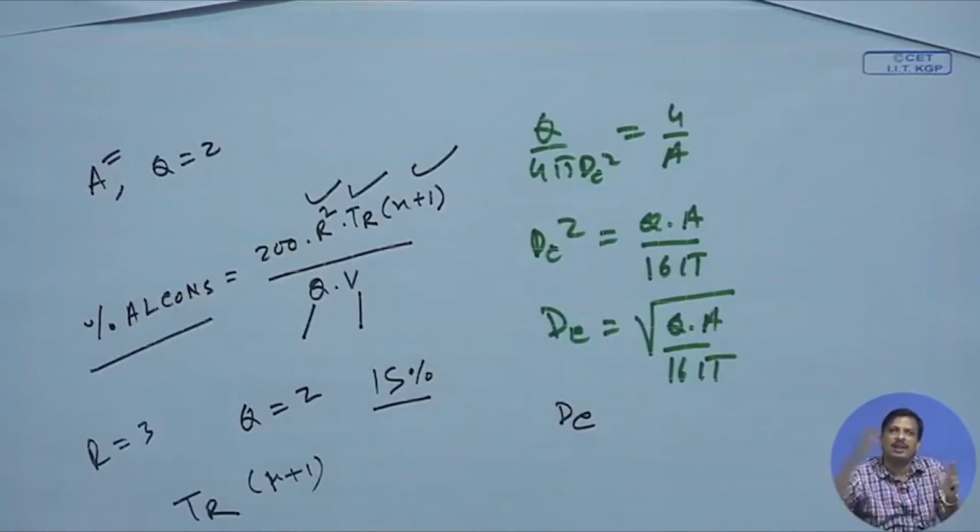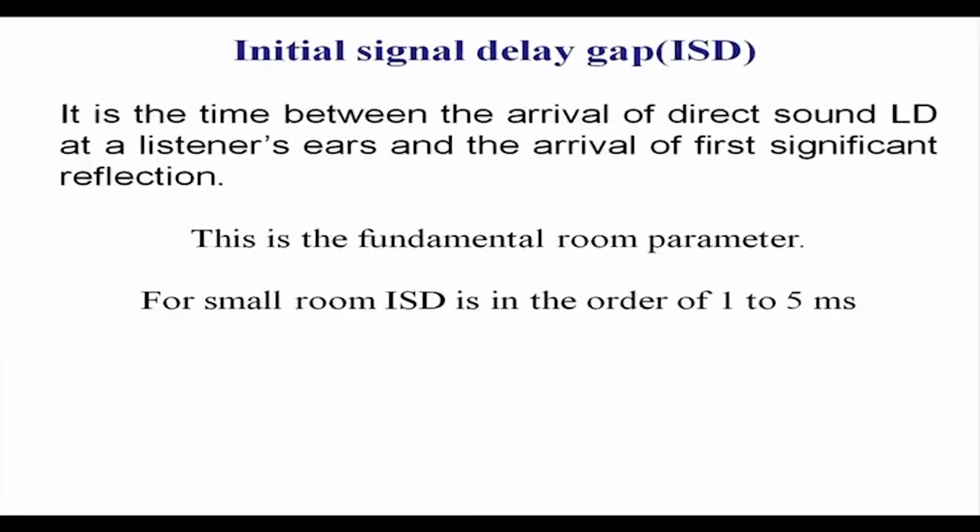So, when you design an auditorium, if somebody asks, can you calculate the distance from the stage, the distance from the source, let us say 2 speakers I place on the 2 sides of the wall at the front of the auditorium, the stage side, then from the speaker to any distance I can calculate the percentage alcohol. Okay, speech intelligibility. Then there is another term called initial signal delay gap.